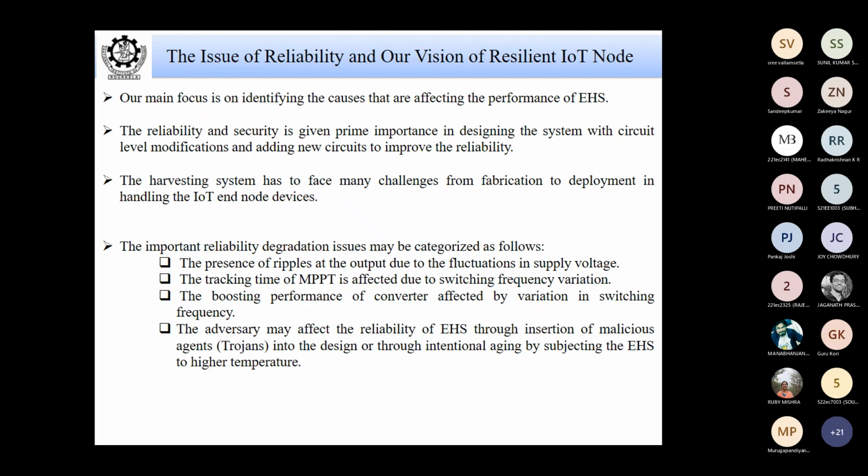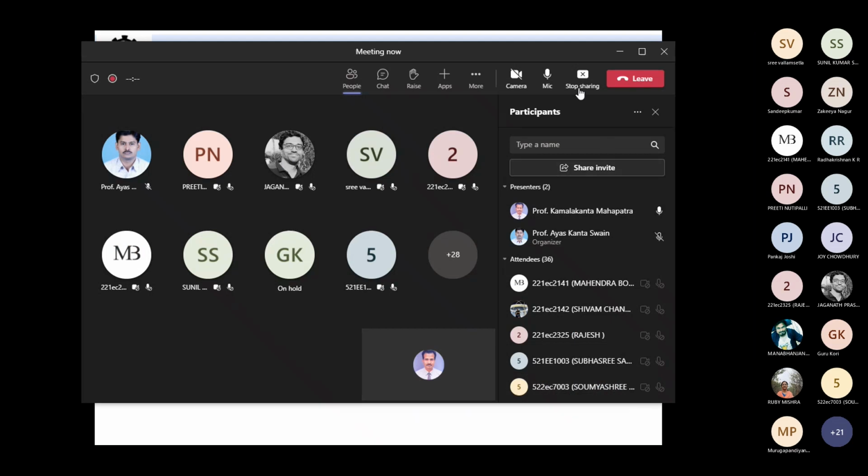And then we looked at the reliability part for the IoT node. The reliability degradation comes from various scenarios here: the tracking time of MPPT. MPPT has to be used. You can't say that you cannot use MPPT. You may use whatever techniques; we have used the P&O technique over here. And there are the ripples at the output due to fluctuation in the supply voltage. And similarly, there is a possibility of hardware trojans coming in, again as a problem.